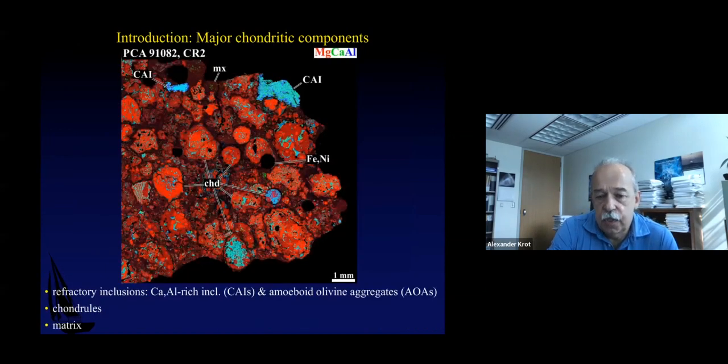So each chondrite consists of 3 main components: refractory inclusions, which include calcium aluminum-rich inclusions and amoeboid olivine aggregates. On this slide, they look kind of bluish and greenish in color. Then chondrules, which look reddish on this image, and the fine-grained material that occupies the interstitial regions between these 2 main components.